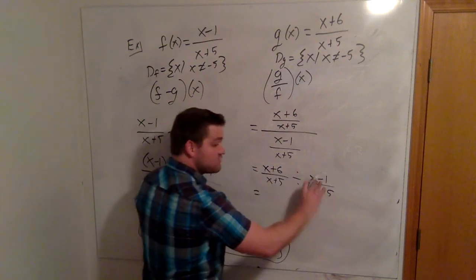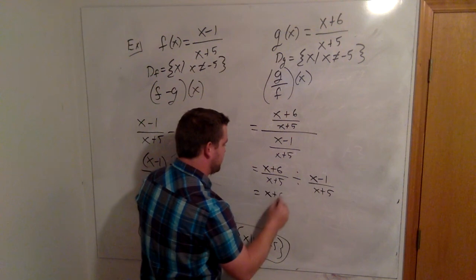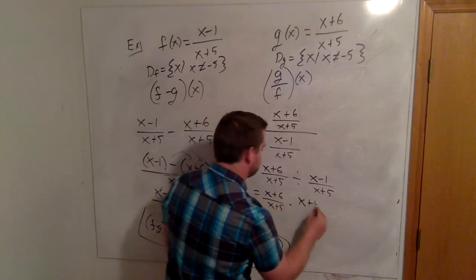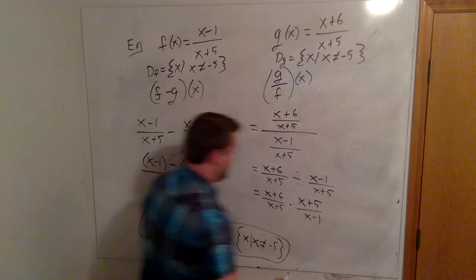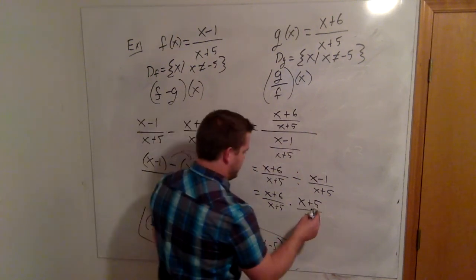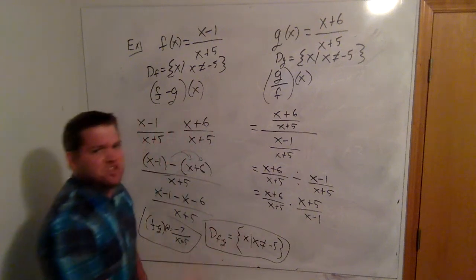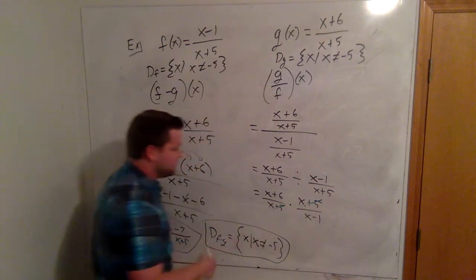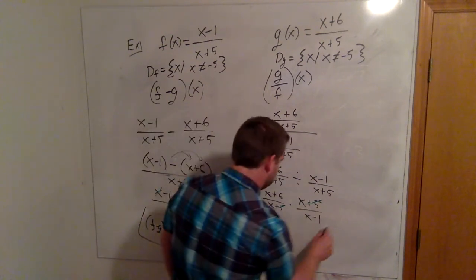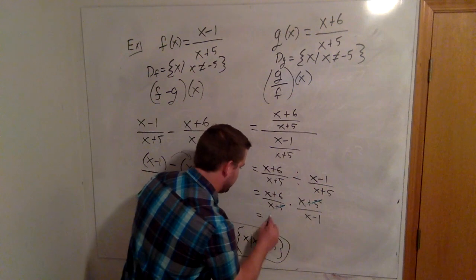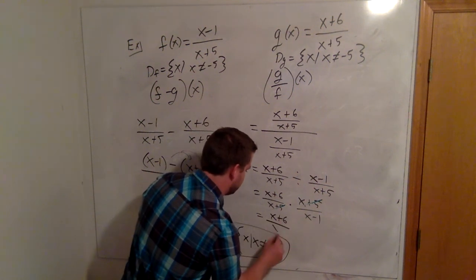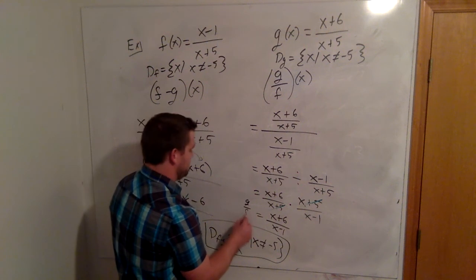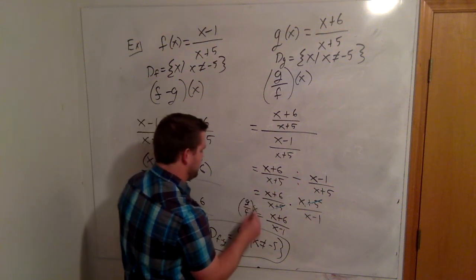Remember how we divide fractions: we flip and multiply. This is x plus 6 all over x plus 5 times x plus 5 all over x minus 1. So if we multiply these together, I have an x plus 5 over an x plus 5. I got that secret 1 that's lurking there in the bushes. We can cancel out that x plus 5, and we'll just end up getting x plus 6 all over x minus 1. So this is the function g over f of x.